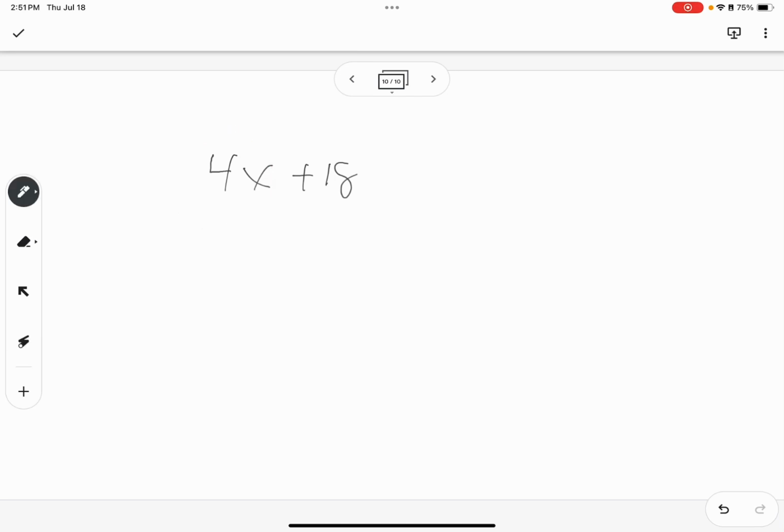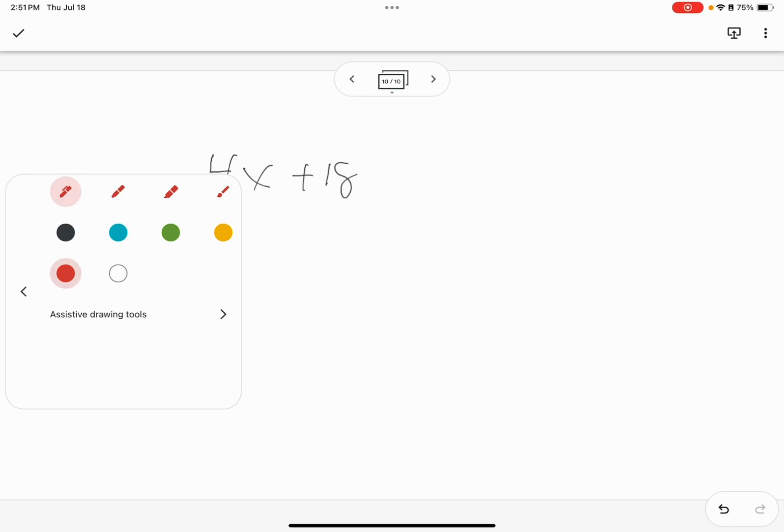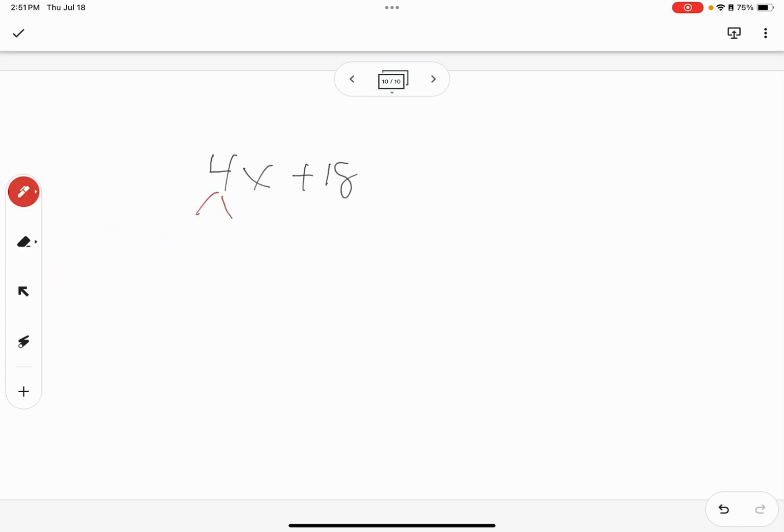So what two factors can I break 4 down into? 2 times 2, and they're both prime numbers. And the x, I can just bring that down because I only have one x. If it was x to the second power, then I would put another x, but it's not x to the second power, it's just x. So that's as far as we can get that down.